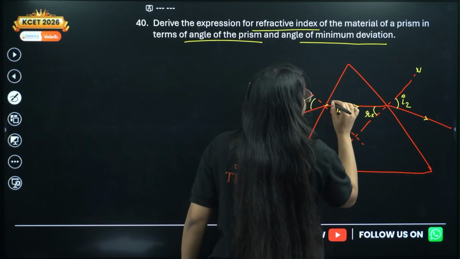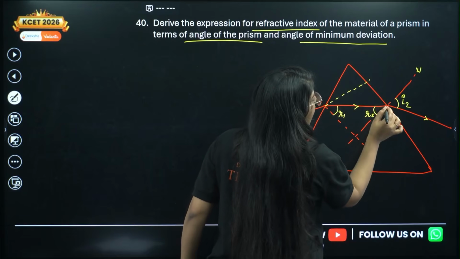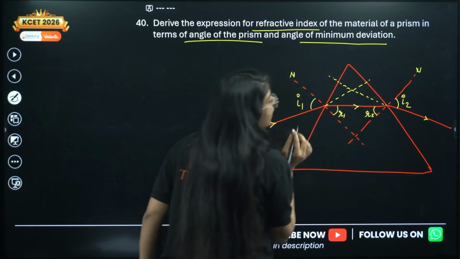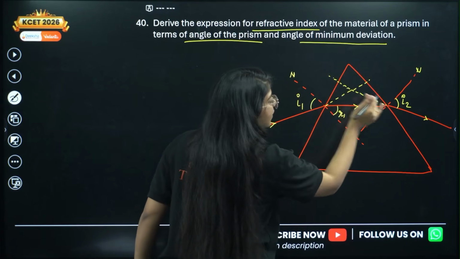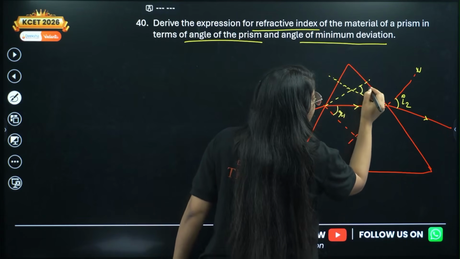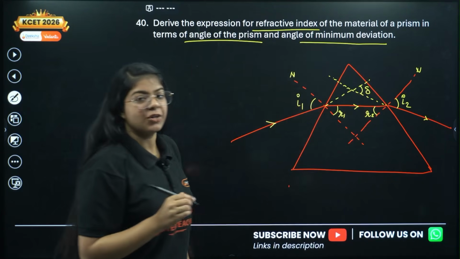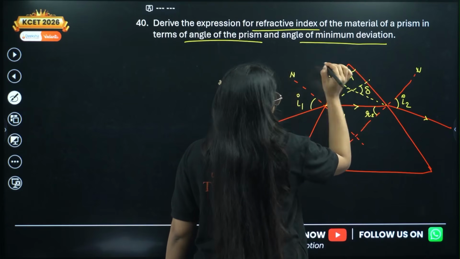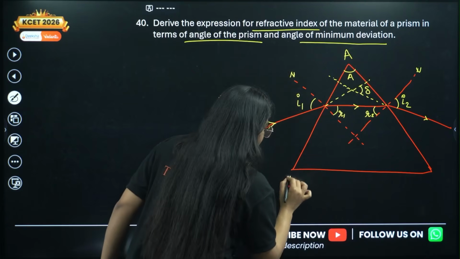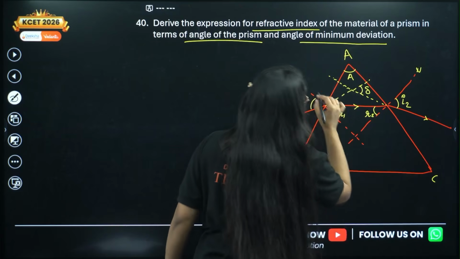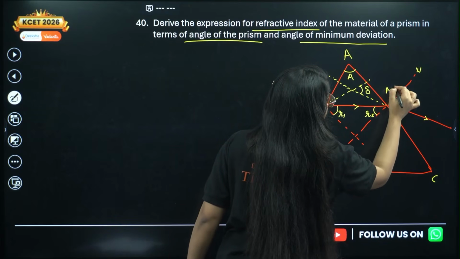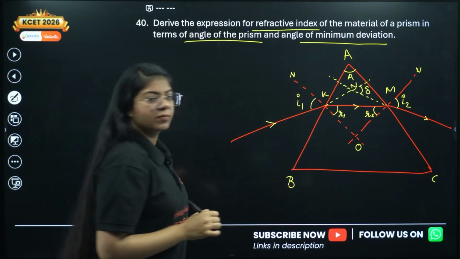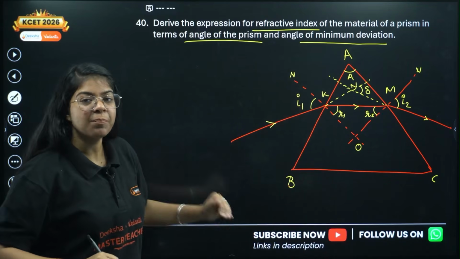We have to extend this incident line and we have to extend this emergent ray. The angle between the incident ray and the emergent ray will be what? It will be the angle of deviation. Correct? And this is my angle of prism. Let's name these A, B, C, K, let's say M, and you can name this O, and let's say we name this N. Correct? Now we'll go step by step.